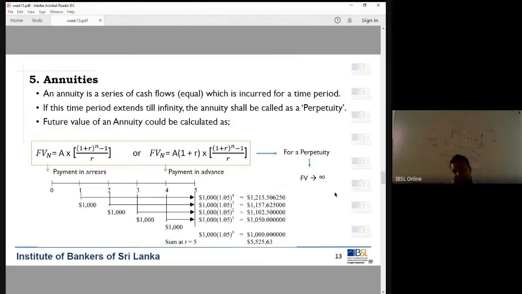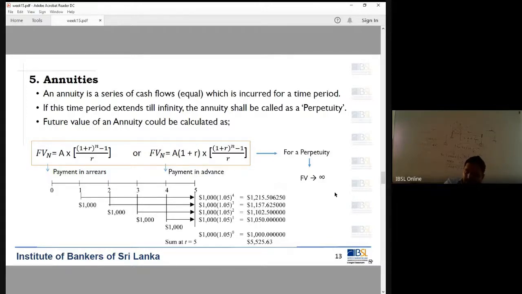So this is another form. We call this annuities. An annuity is a series of cash flows. Now, obviously, this cash flow has to be equal, or the same. Okay, it's a series of equal cash flows which is going to occur for a given time period. Let's say 5 years, 10 years, 15 years, and so on and so forth.